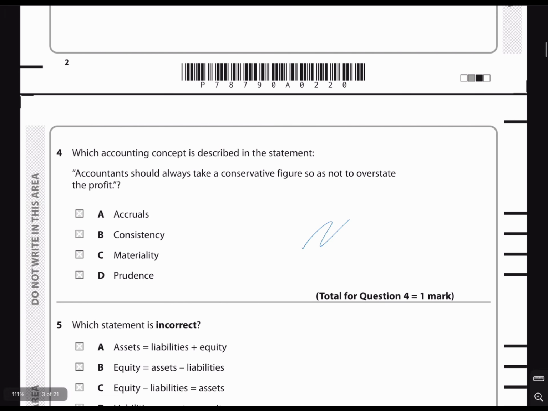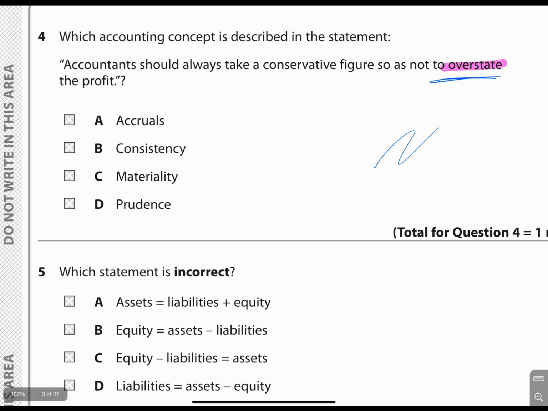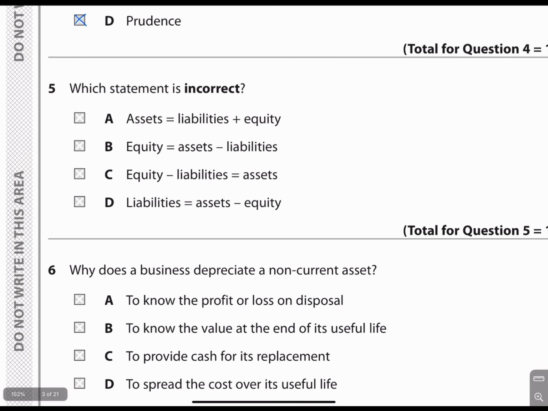On number 4, we have which accounting concept is described in the statement. Accountants should always take a conservative figure so as not to overstate the profit. So not to overstate the profit is what we call prudence. We can't overstate our profit and we can't understate the liabilities. So the only concept that matches with this statement is prudence concept, number D.